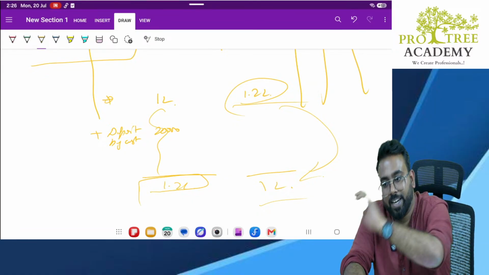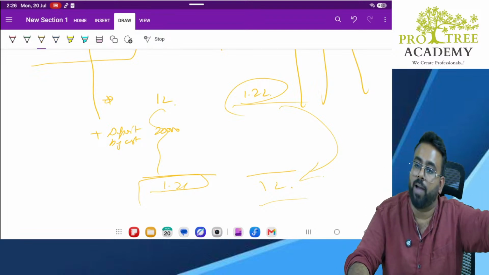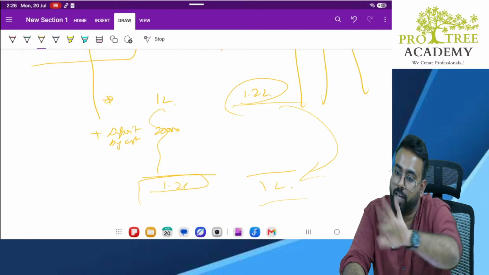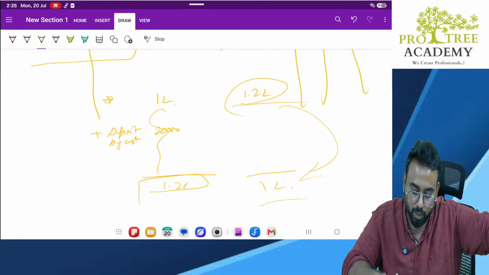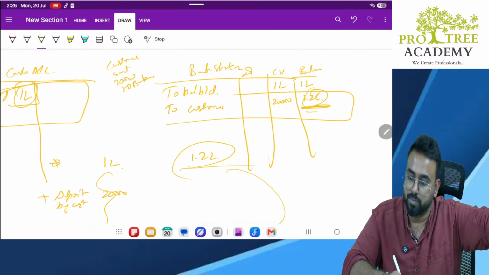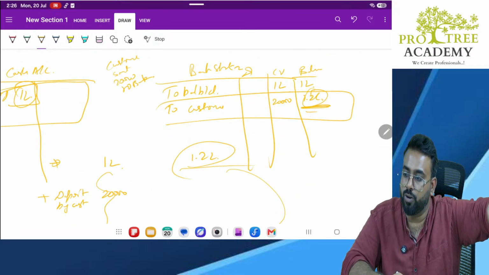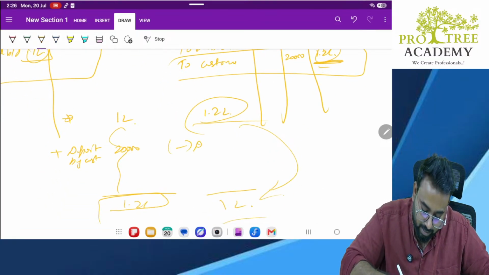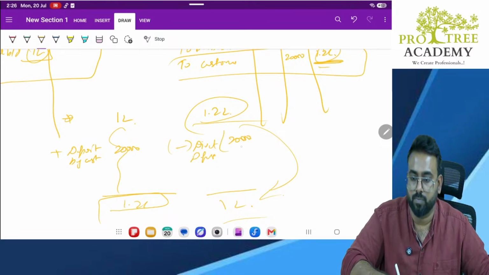What is not recorded in the cash book should also not be recorded in the bank book. Correct or no? What is not recorded in the cash book should have also not been recorded in the bank book, but we have recorded. Correct? So how to take it out? Reduce it. Minus direct deposit. 1 lakh.